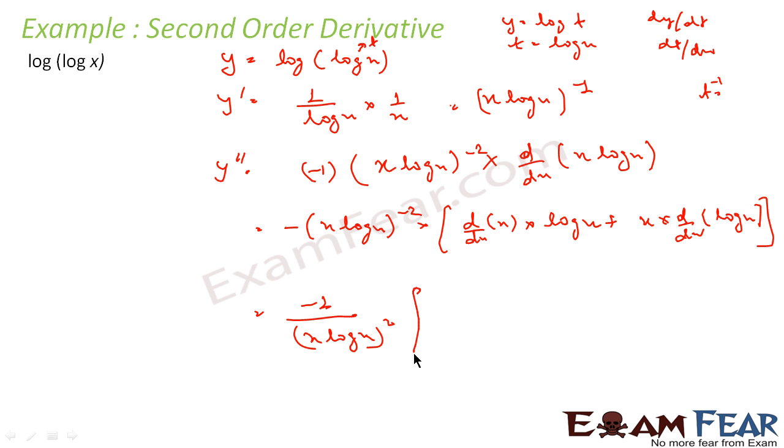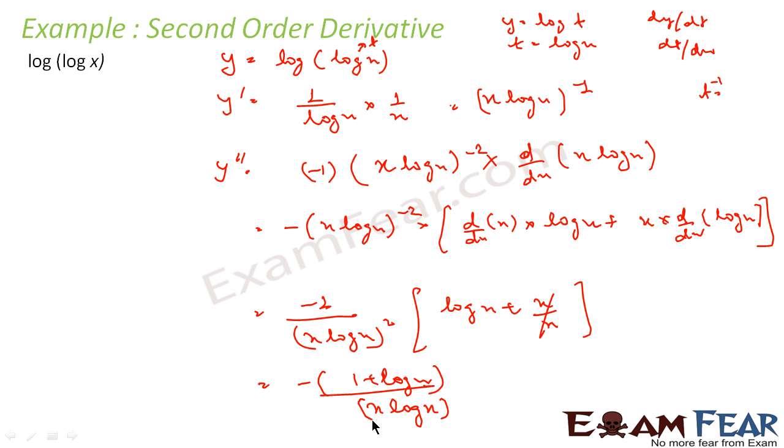Same thing I'm writing down here, and this becomes 1 into log x, that is log x, plus x by, d by dx of log x is 1 by x, cancel. So my answer is minus of 1 plus log x by x log x whole square, and that is my answer. Very simple. You find first order, you double differentiate it, you get second order, that is y double dash.